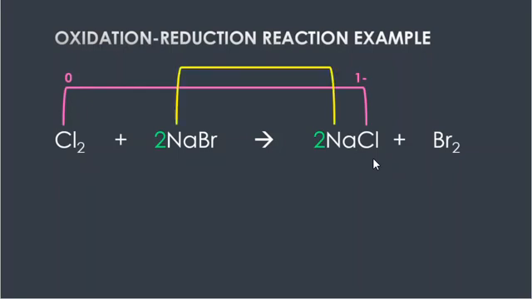Next, we'll look at sodium. Sodium on the reactant side, alkali metal, is +1, and on the product side, it's still +1. Sodium, notice, is in a compound in both cases. Now finally, bromine. Bromine has an oxidation state of -1. It's a halogen on the reactant side, and alone in its elemental state, it has an oxidation number of 0. Let's take a look at how we'll classify these elements.